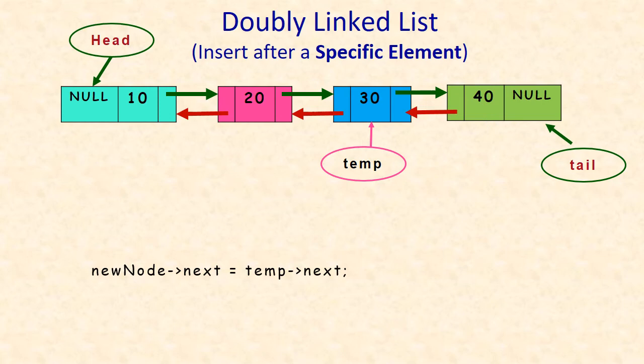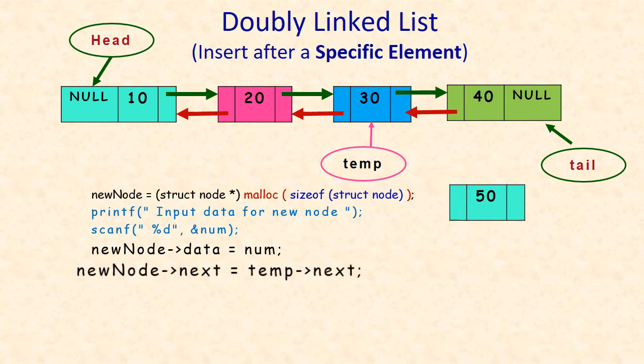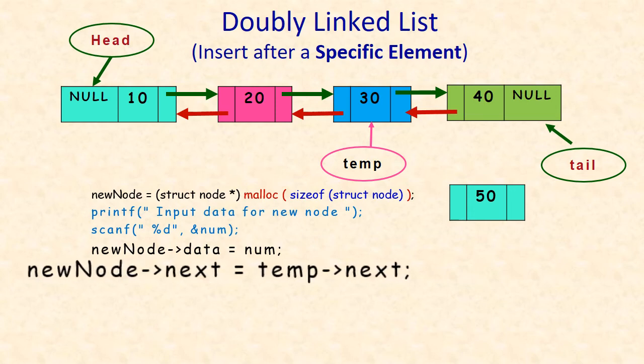Now we are starting the process of insertion here. How could we insert a new element? First you have to create a new node and give some value to it. Here I write new node data is equal to num, assigning that value to the data part of the new node. The new node is created here, and I have given 50 to the new node. Then I wrote new node next is equal to temp next.